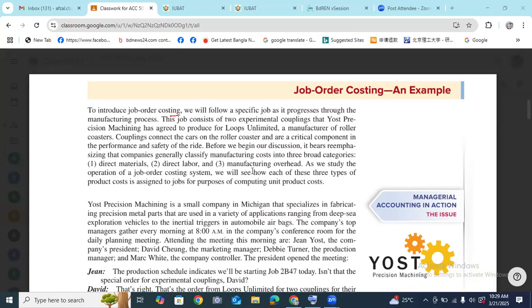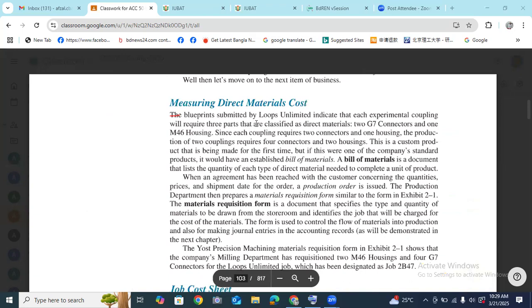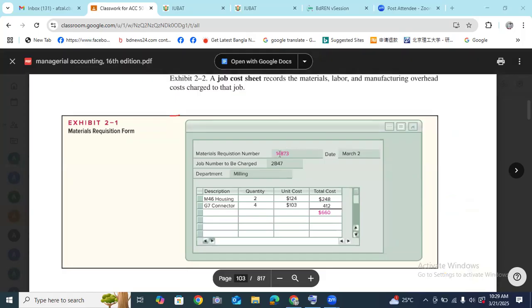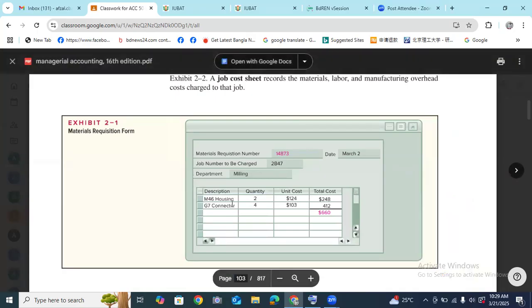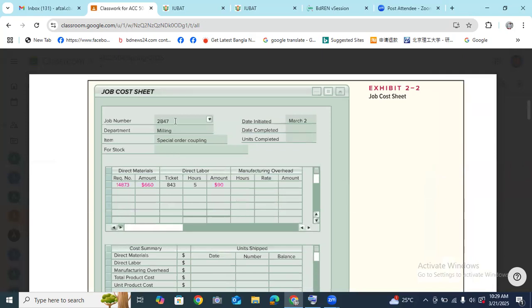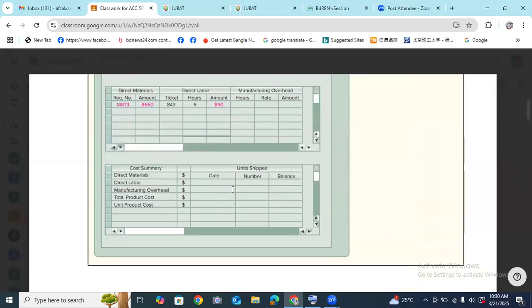So we already know direct material, direct labor, manufacturing overhead. We already discussed it earlier. You know, measuring direct material cost, how to measure. This is the material requisition form for job order costing. Material requisition number, there is a specific number, date, job number to be charged. This is the job number. Then department, description, quantity, unit cost. This is the direct material requisition form. Then this is the job cost sheet. Job cost means job number, this is 2B47, and then the March department. Unit completed. So direct material, requisition number 14873, amount 660, direct labor 90. This is for the job. This is one of the forms.